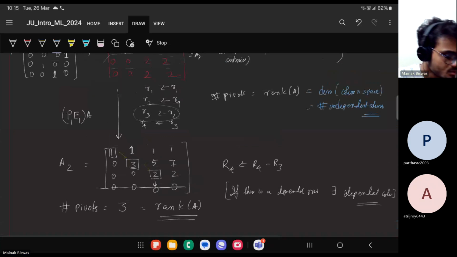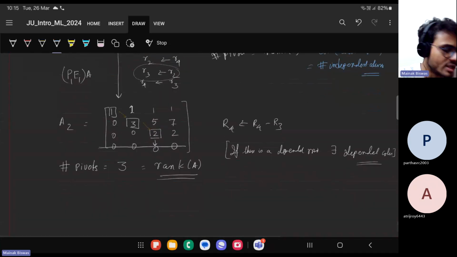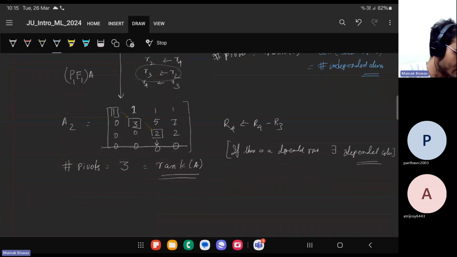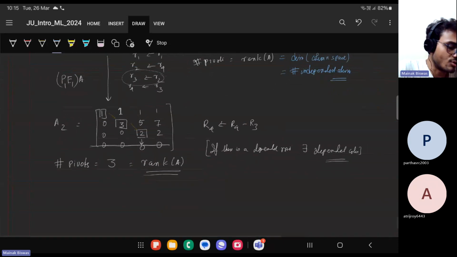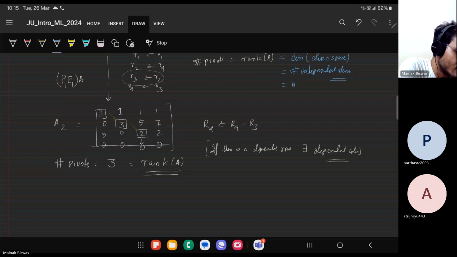Okay. Now let me see. I'll do this and end for today. Give me 5 minutes. So what will be the dimension of your column space? For this example, this will be 3. What is the dimension of row space here? Also 3. Good.